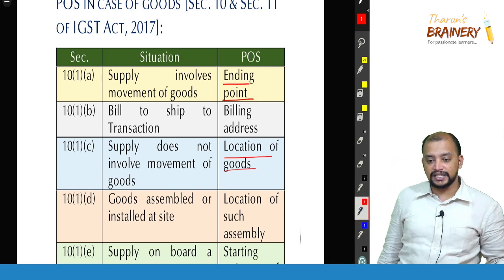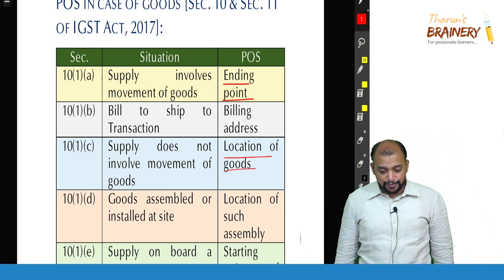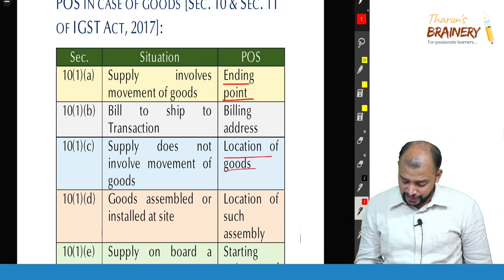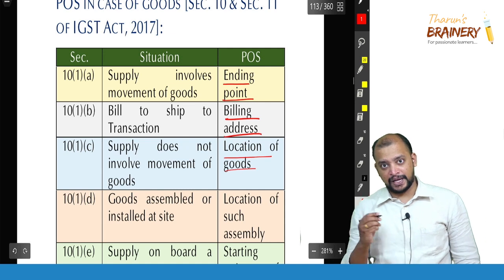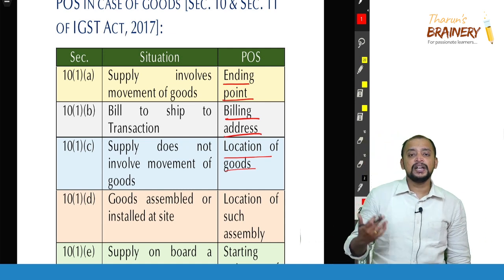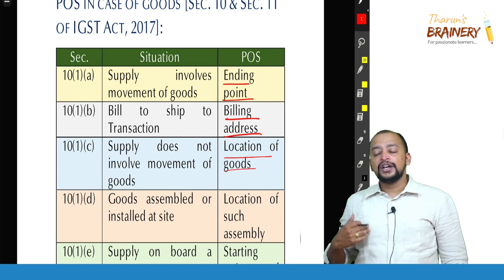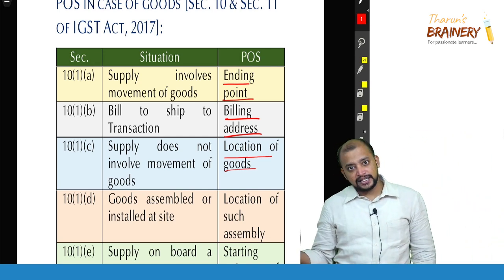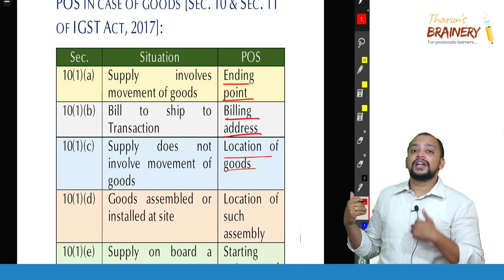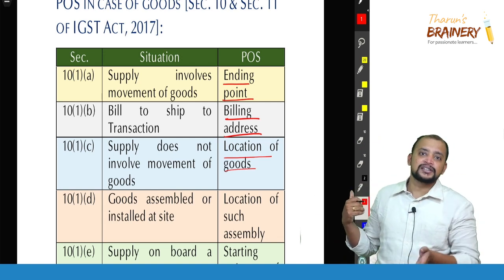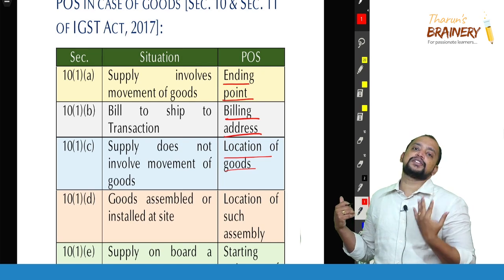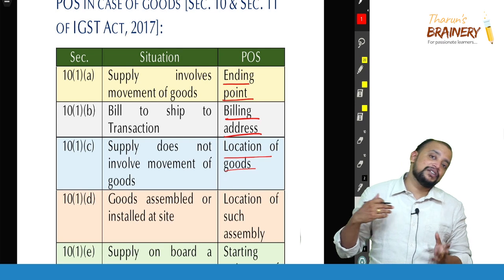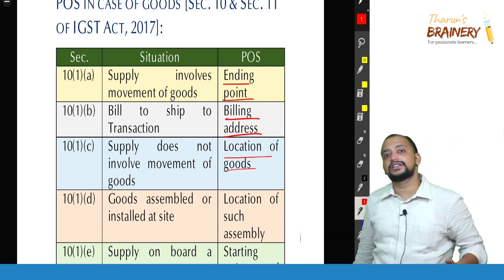That is this 10(1)(c). Then 10(1)(b), bill to ship to transactions. In case of bill to ship to transactions, we need to take the billing address as the place of supply. For example, you placed an order with me to deliver the goods to your client. I deliver the goods to your client, but I raise the invoice to you. When I raise the invoice to you, you are my billing address. So your address will be taken as the place of supply for my transaction, even though I'm not delivering goods to you but to some other person. Is it clear or not?